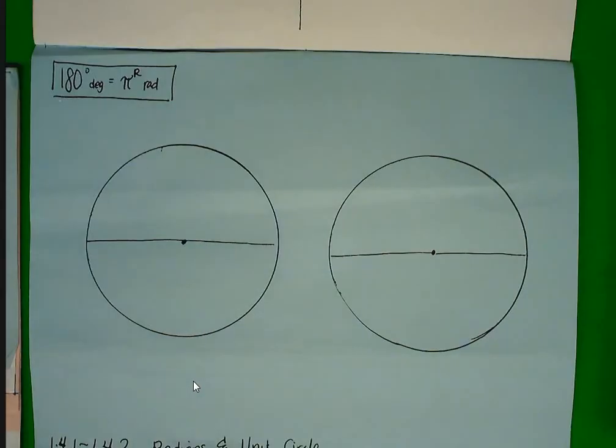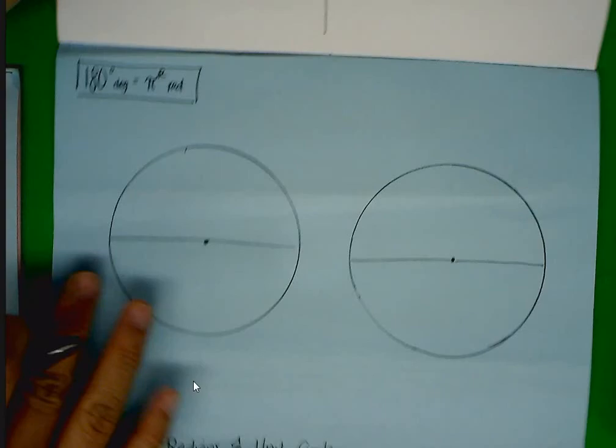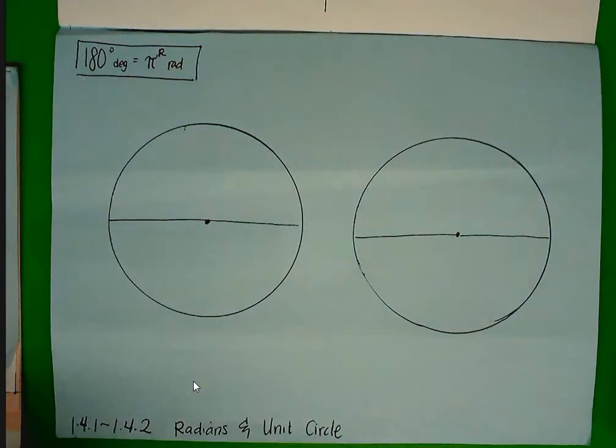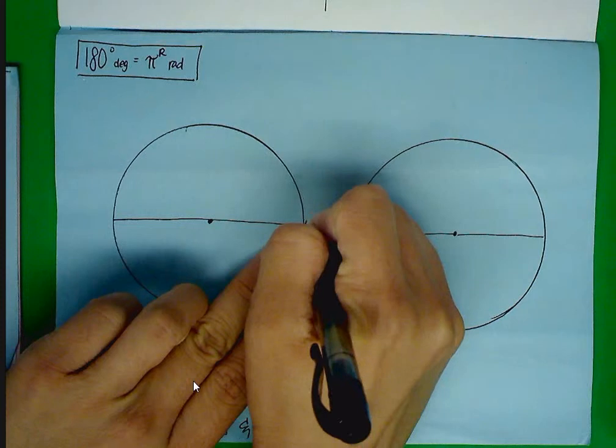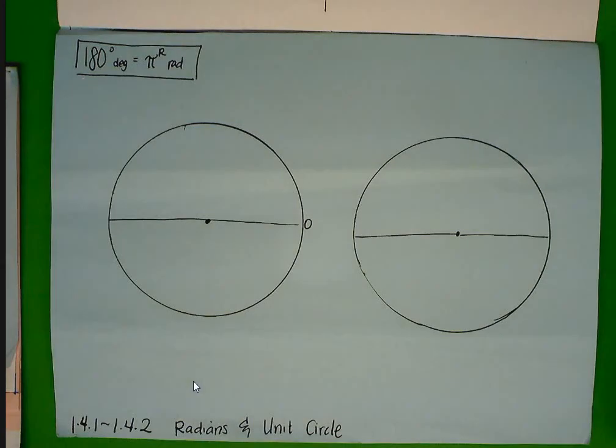Okay. So let's start with the left. How many degrees starts here? 0, right? That's 0 degrees. I mean, not degrees, 0 radians. Okay?